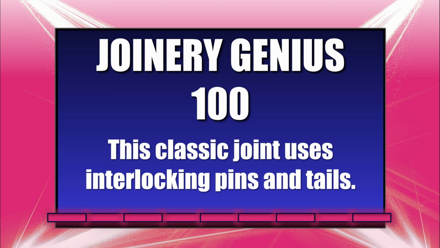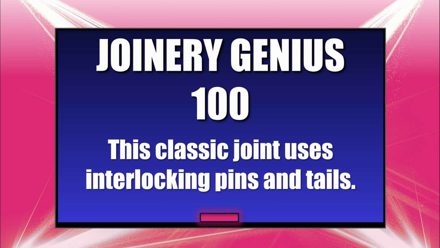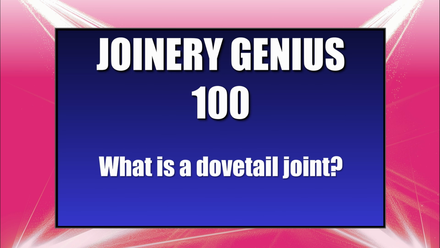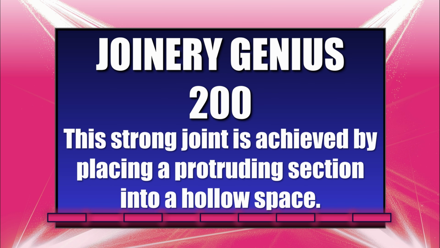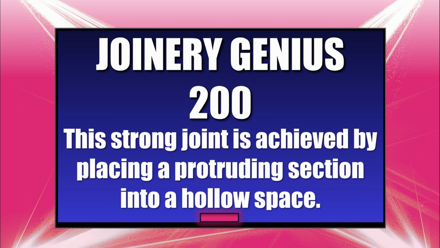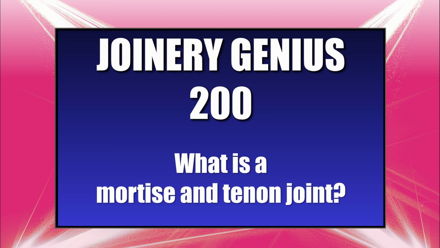Joinery genius for 100. This classic joint uses interlocking pins and tails. What is a dovetail joint? Joinery genius for 200. This strong joint is achieved by placing a protruding section into a hollow space. What is a mortise and tenon joint?